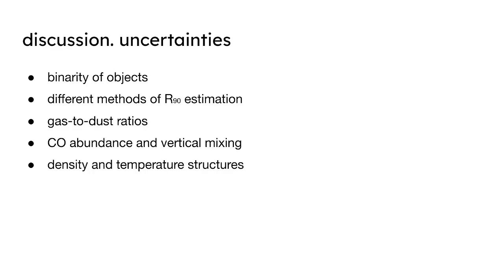Then what do they discuss further on? The first two points are related to this derivation of RC for the samples of the disks. The first uncertainty is that there could be binaries. Disks around binaries evolve a bit differently, and in their model they considered only singles. So there could be some wrong estimates based on that. And also different methods of R90 estimation were used in different samples.